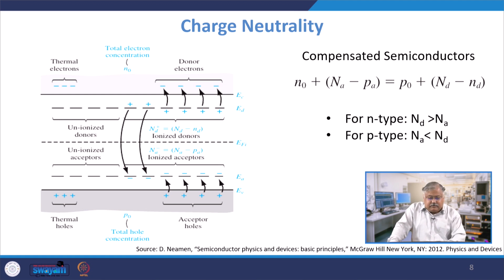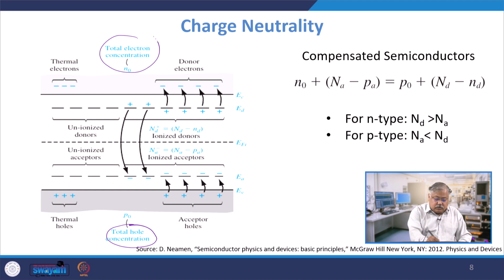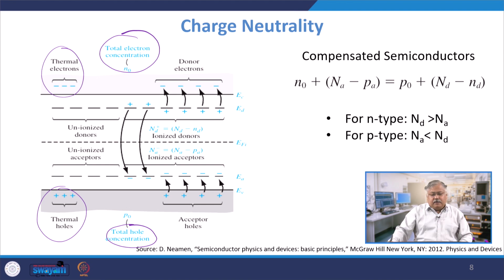Now let us look at the left hand side diagram. Looks complicated, it is relatively easy if you understand. So I am saying the total free hole concentration is P0 and the total electron concentration is N0. Now you can have thermal electrons being available. Why? Because if there is a temperature increase, if the energy is larger than the band gap, electron hole pairs will be generated. Again the number of electrons will be exactly equal to the number of holes. That is shown here and here, right, and they will be perfectly in consonance or neutral with respect to each other.